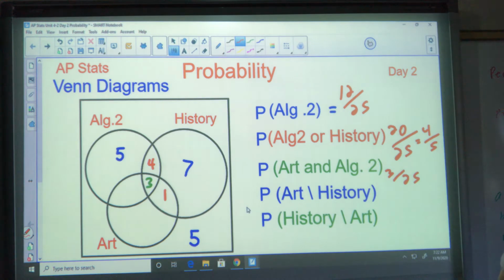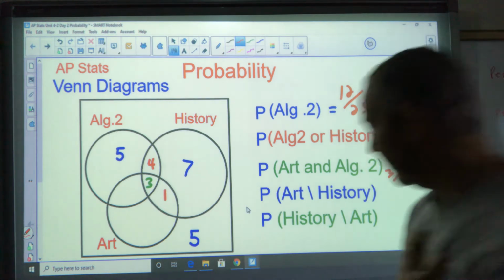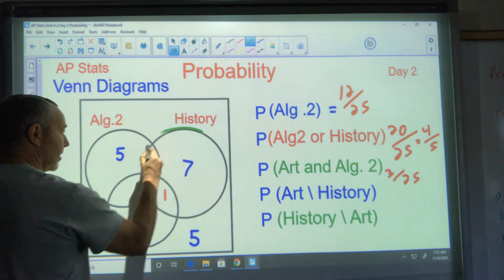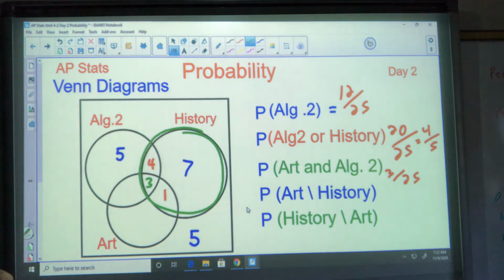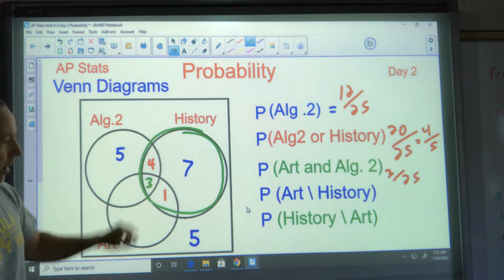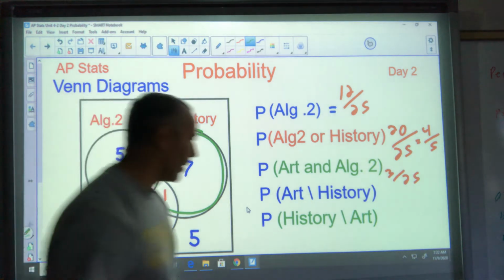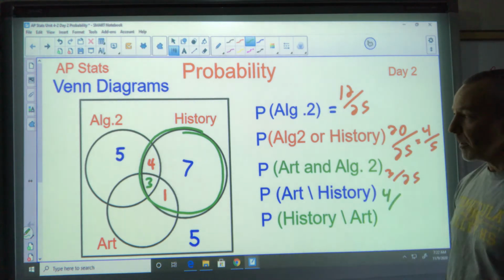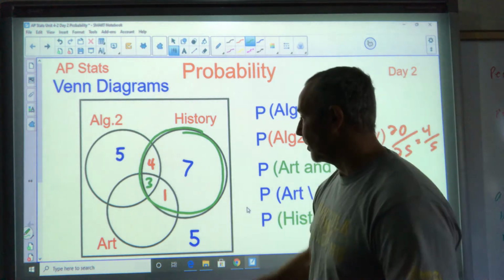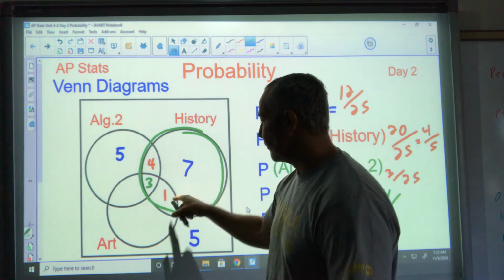All right, here we go. Art, given History. Given I already know they're in History, given it's in that group, how many of those people take Art? Well, looks like 4. But it's no longer out of 25. It's 4 out of all the people that are in History, because I know it's in that group. This is 4 out of 15.